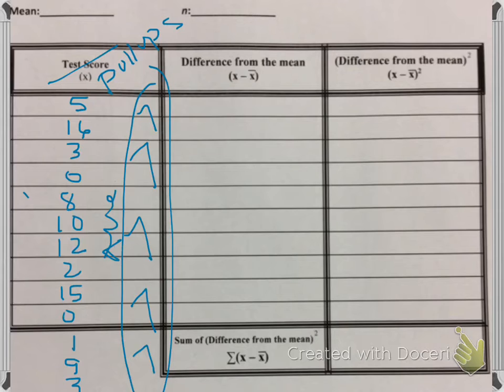I could write it out every time I needed to, because this column right here tells me to take my original number and subtract from it the average, because if you remember, x bar means average. So this says take your original number and subtract the average. So this right here is going to be 5 minus 7, which would be negative 2. 16 minus 7, which would be 9. 3 minus 7, which would be negative 4. 0 minus 7, which would be negative 7.